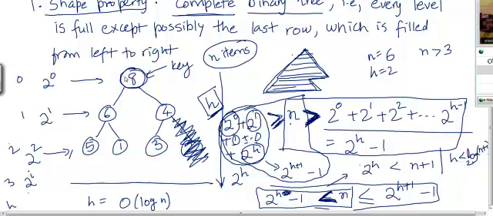Because there are 3 elements that can occupy level 0 and level 1. So if the height of the tree is 2, then there must be at least one element in the last row. So n should be greater than 3, but it should be less than or equal to 7, because 7 is the maximum that can fit into these 3 levels: 1, 2, 3, 4, 5, 6, 7.